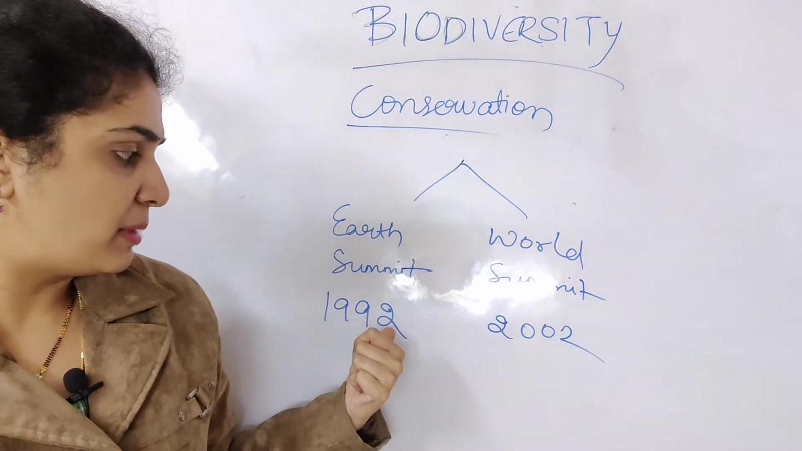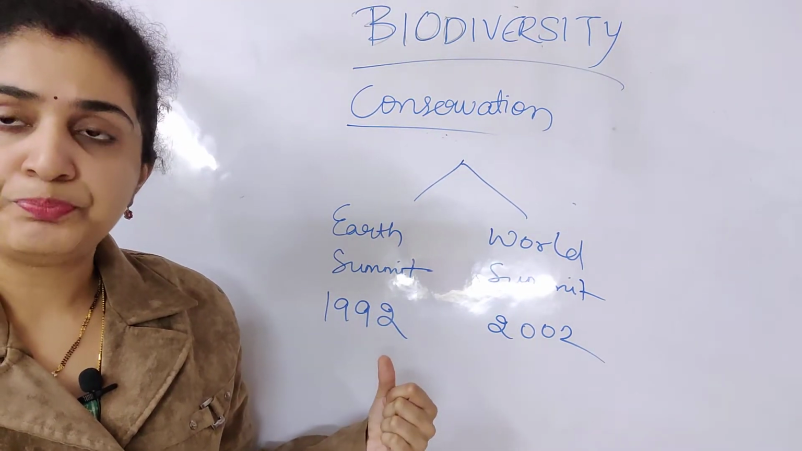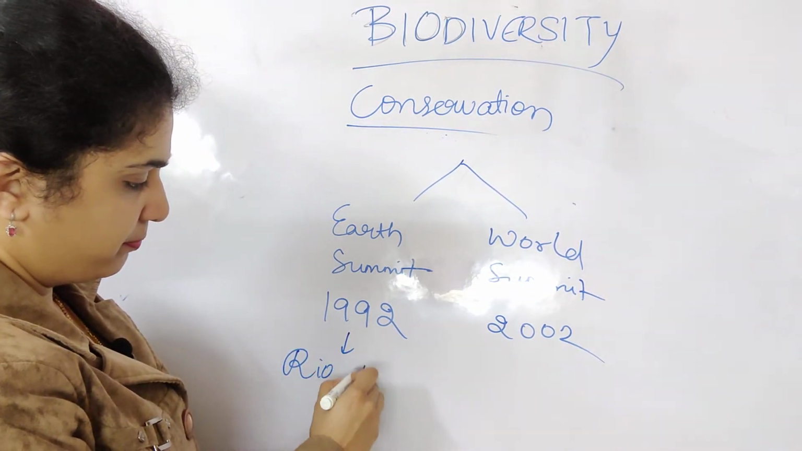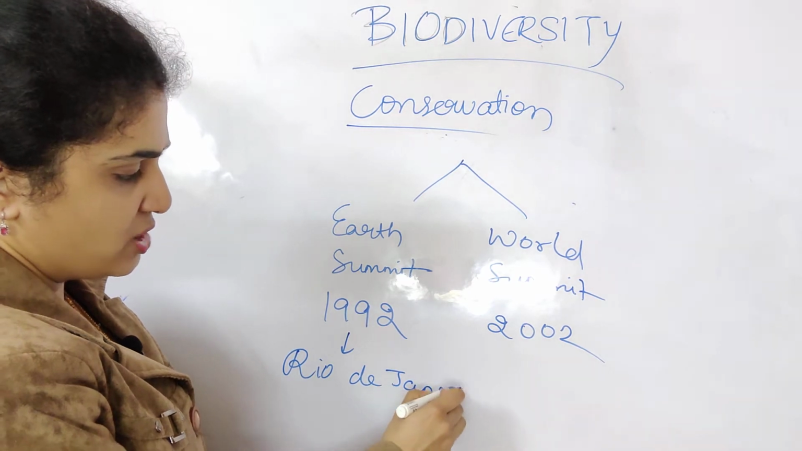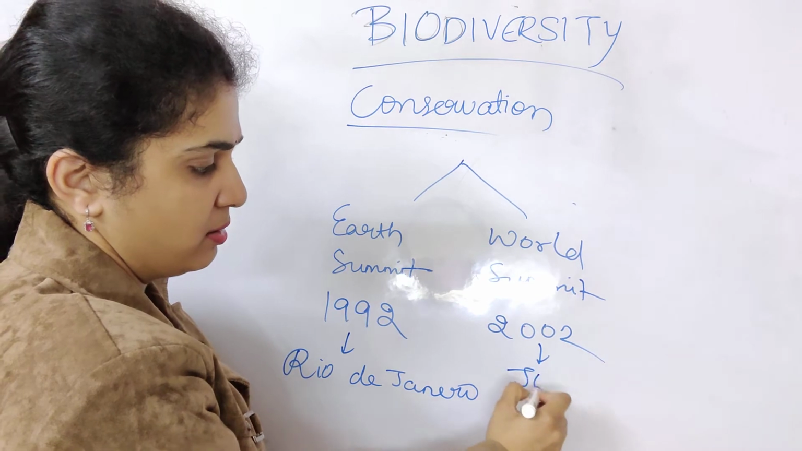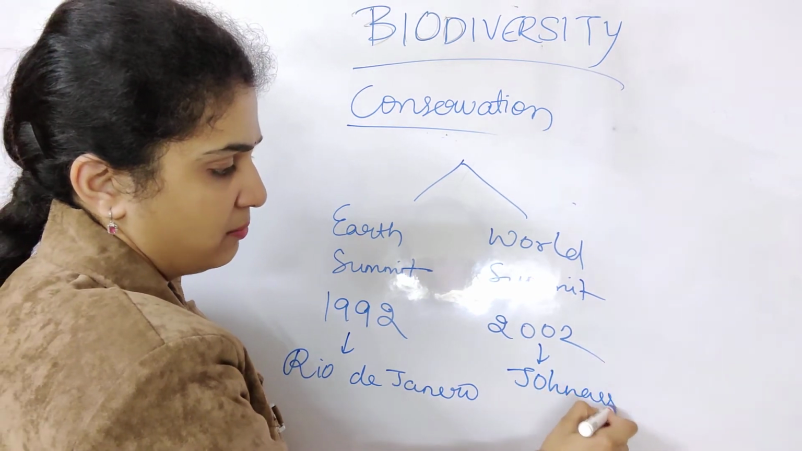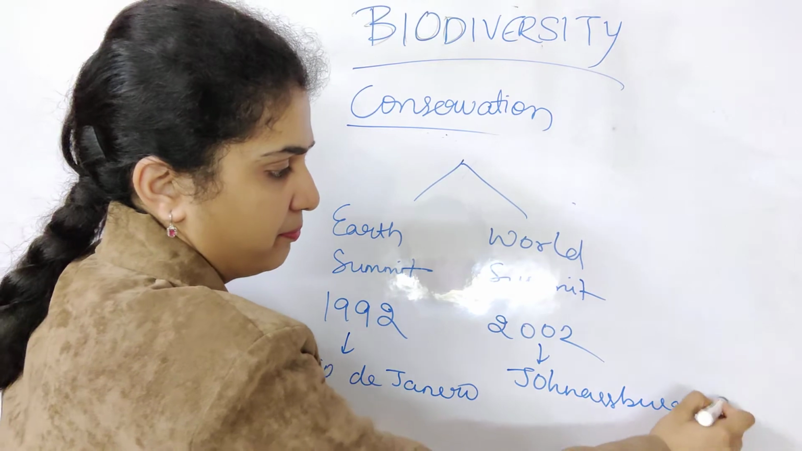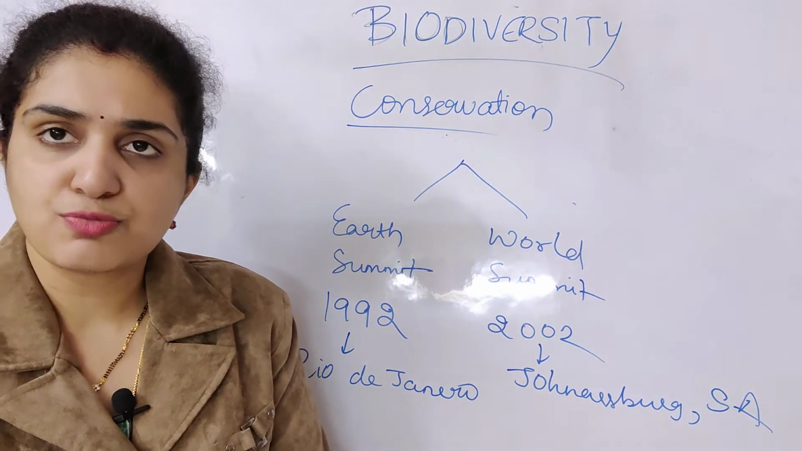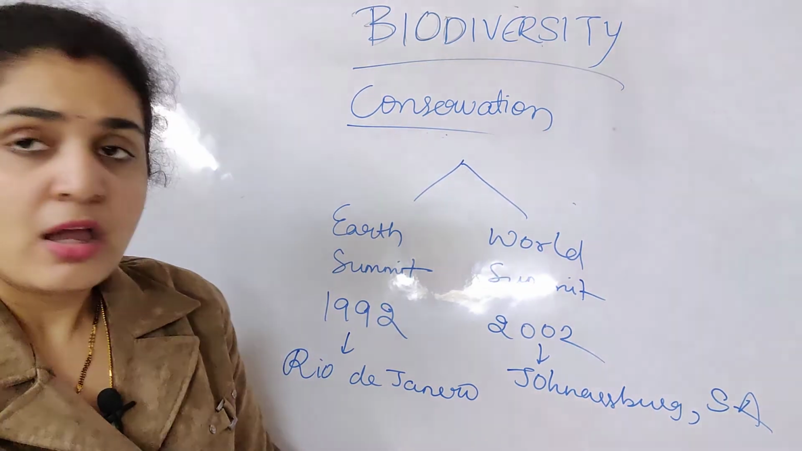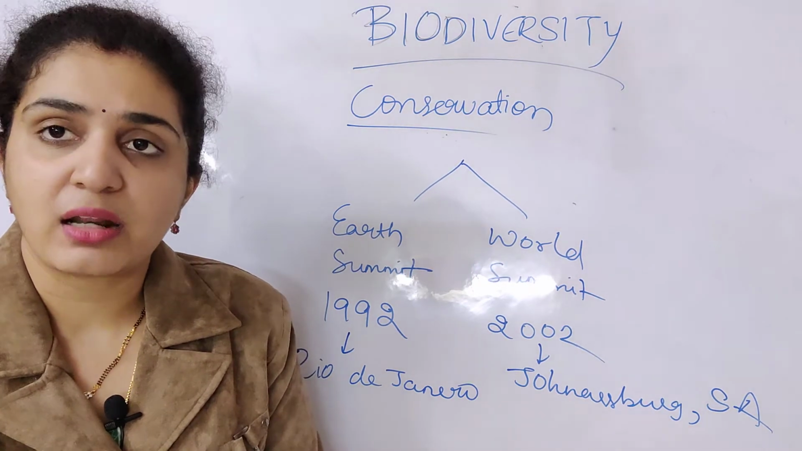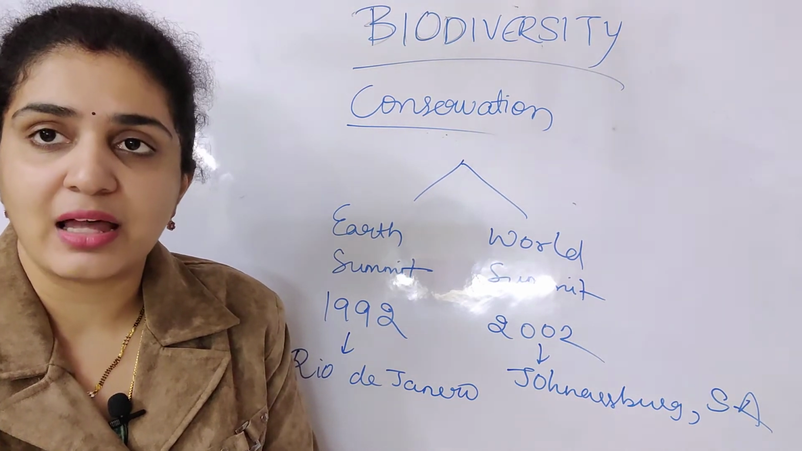So the Earth Summit, in 1992, was held at Rio de Janeiro. World Summit was held in Johannesburg, South Africa. So these are the two important NEET questions which they will ask very frequently. Where are the two summits done, which year, as well as where is the place where they are held?